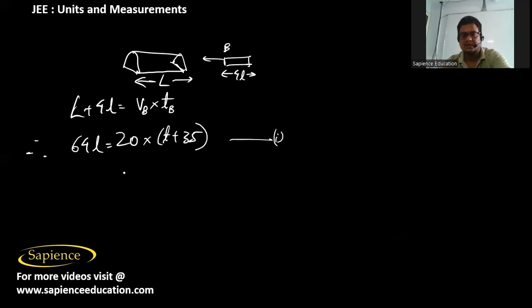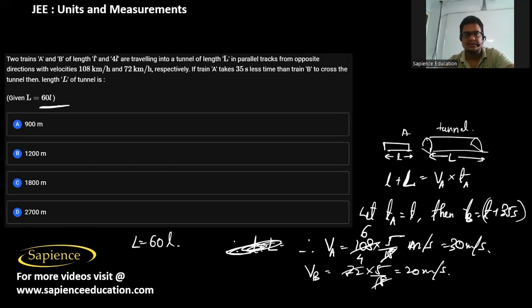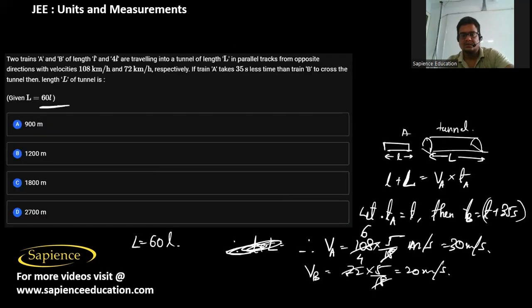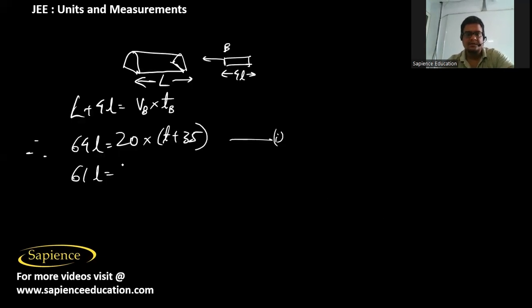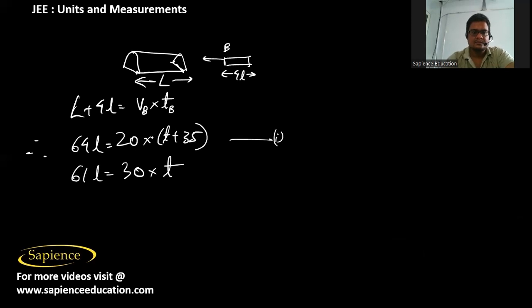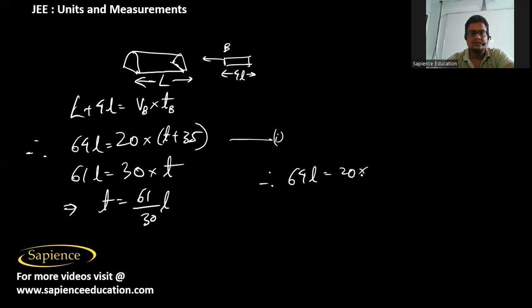So this is equation 1. And here we see that L plus l, this is 60L, so 61L, that is equal to 30 into T. It means that T will be equal to 61 by 30 into L. Therefore, I can tell 64L is equal to 20 into (T plus 35).